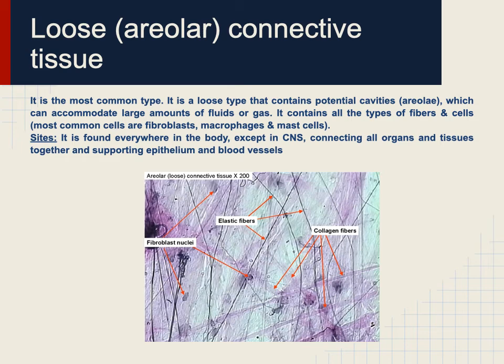It contains potential cavities. Potential means normally it is not present, but they contain cavities. These cavities can accumulate fluids or gases. They are present all over the body except the brain. They bind tissues together, surround organs, and support epithelium and blood vessels. So the most common type of connective tissue proper is loose areolar connective tissue. It contains all types of cells and all types of fibers.